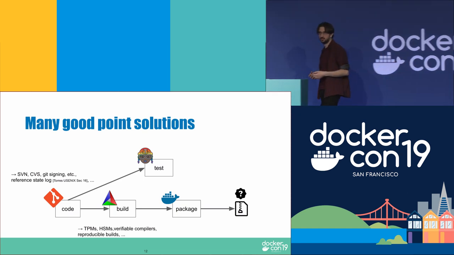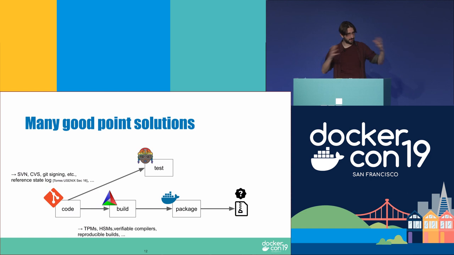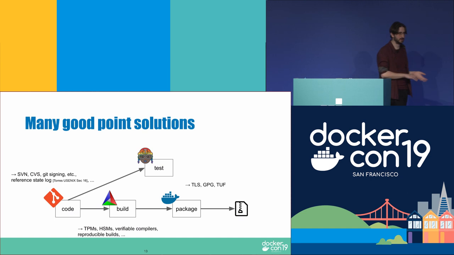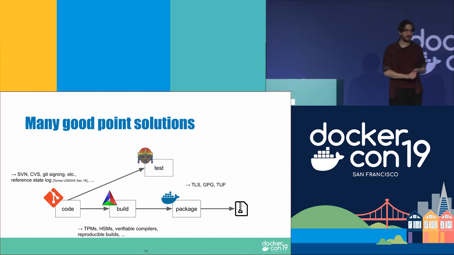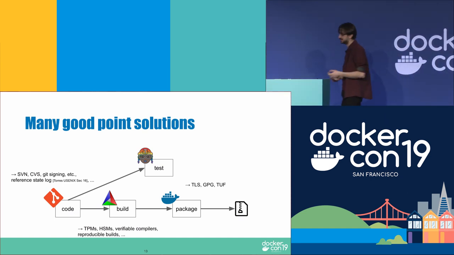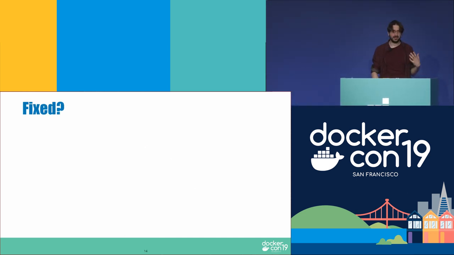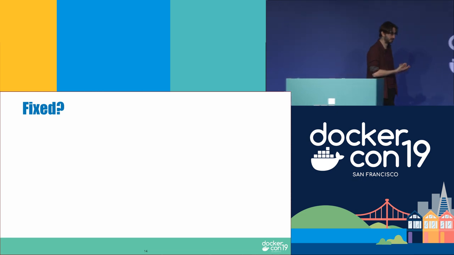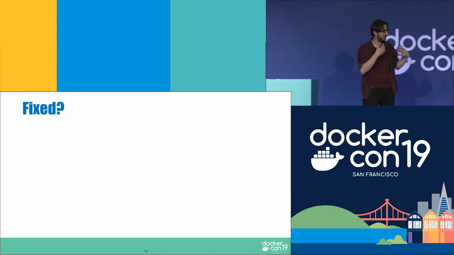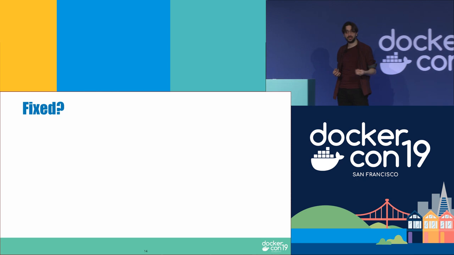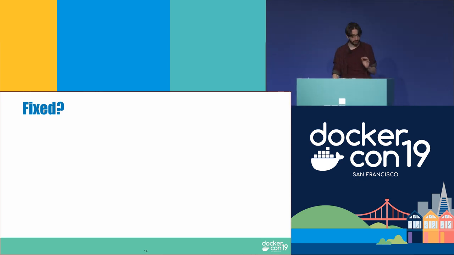And you have things like reproducible builds that can be used to have a constellation of different builders trying to reproduce the build and check that everyone agrees and that your toolchain is not compromised. And then you have things like TUF, you have things like GPG signatures and packages, you have things like TLS doing the secure delivery of your software. And well, you can have all of this, but the question remains, is this fixed? Is there a way to still break through all of these point solutions?